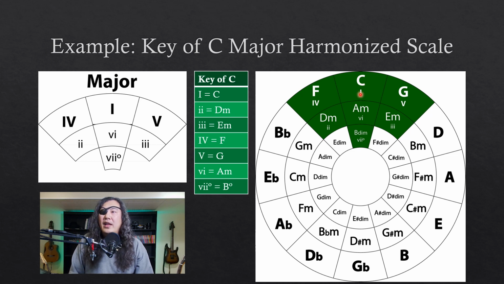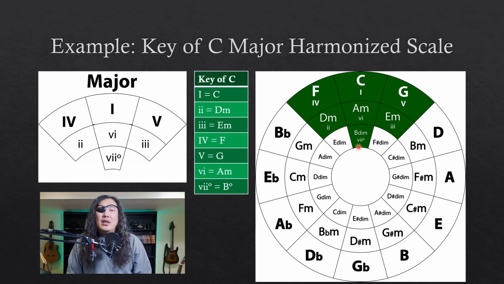If we move inwards one ring to the middle ring, we have our 6 chord, which is minor. We look to the left and the right. We have our 2 and our 3 chords, which are minor. A minor, D minor, E minor in the key of C are our minor chords. We move one more ring inwards to the innermost ring, and we have our 7 chord, which is B diminished.